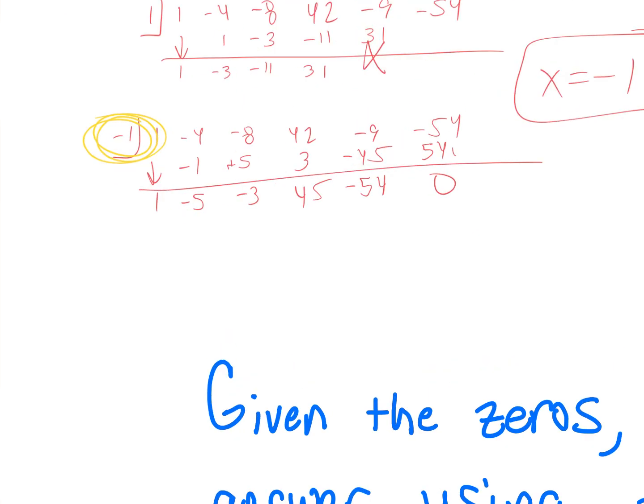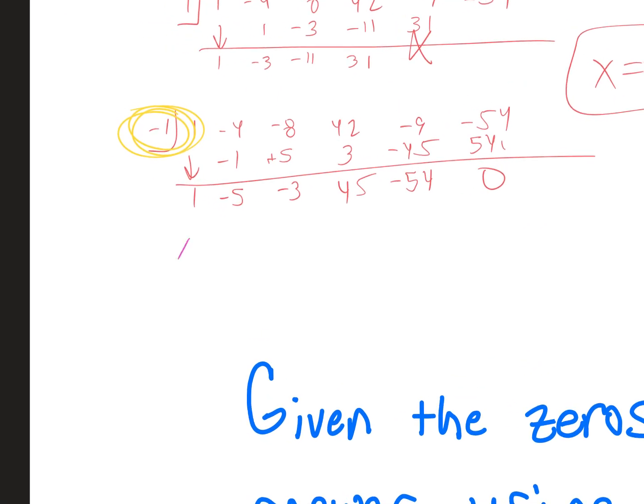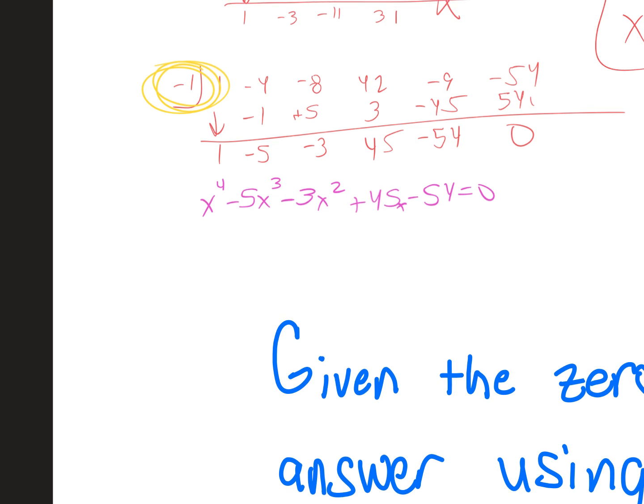So what do I do with this junk that's left over? This is my resulting polynomial: x to the 4th minus 4x cubed minus 3x squared plus 45 minus 54 equals 0. Again, we don't have any way to solve this other than what? P over Q. And that darn 54 is the last number again.